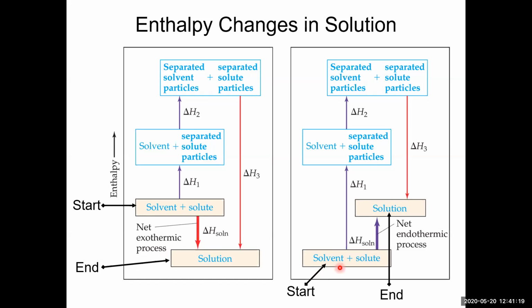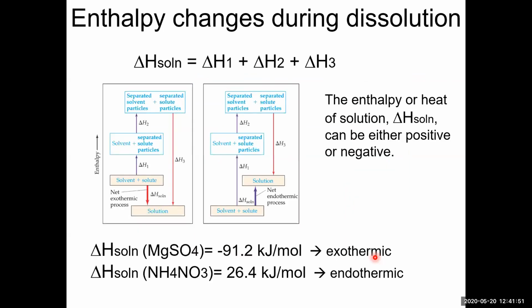Not all solutions are exothermic forming. Some of them are endothermic. In that case, the energy to break the particles from each other, the original bonds, so this delta H1 and delta H2 is like the original bonds holding the particles together, the amount of that energy it takes to break is more than what's released when the solution forms. So in this, we have a delta H of solution that's positive, which is endothermic. So both are possible, and it depends on the values of these delta H1, delta H2, and delta H3. Okay, so the delta H of solution comes from delta H1 plus delta H2 plus delta H3, okay?